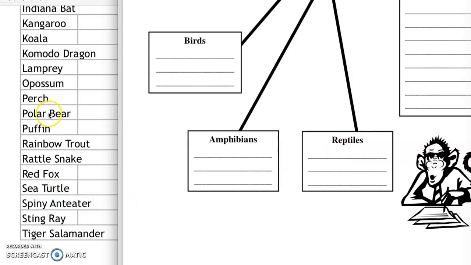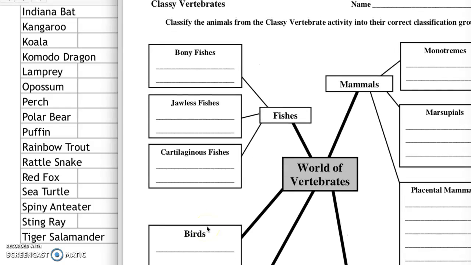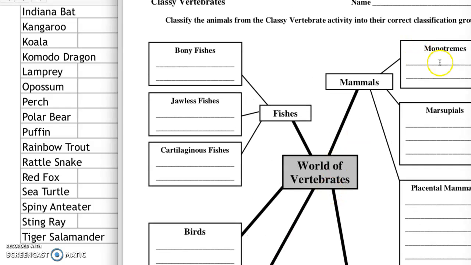And then a polar bear. Well, they give live birth. Their young are fairly well developed, and they feed their young milk. So they are going to be one of these mammals. They're going to fit into the monotreme, the marsupial, or the placental mammal. Well, the polar bear is going to be one of these placental mammals. They're going to carry their young inside of them for a long time until they're quite well developed, and then they'll give a live birth.